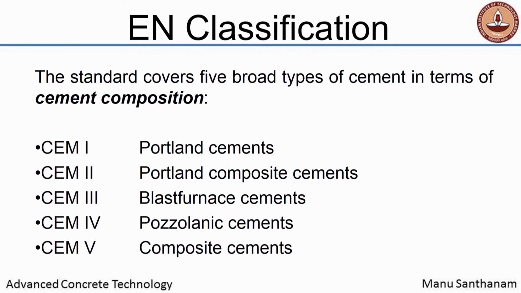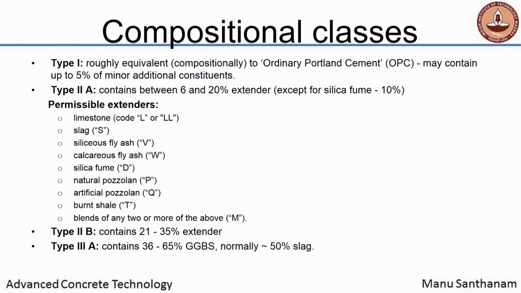CEM 4 is pozzolanic cements. That means there are specific replacements of cement by pozzolanic materials, and CEM 5 is composite cements. Now, CEM 2 and CEM 5, the difference essentially is CEM 2 has a lesser amount of the mineral additives, CEM 5 has a larger amount of mineral additives. That is why one is called Portland composite cement and the other is simply called composite cement. So, that is the difference. Okay. So, there are compositional classes given under each cement.